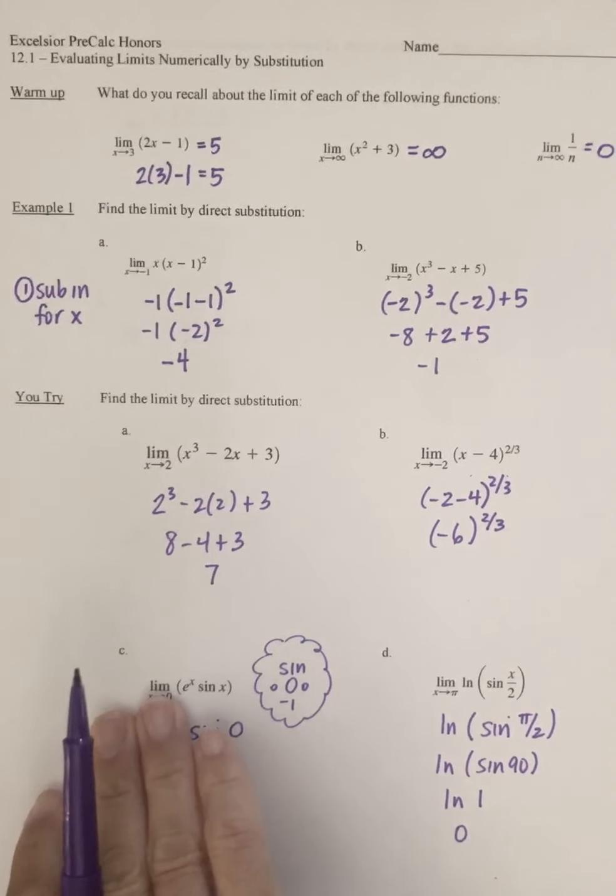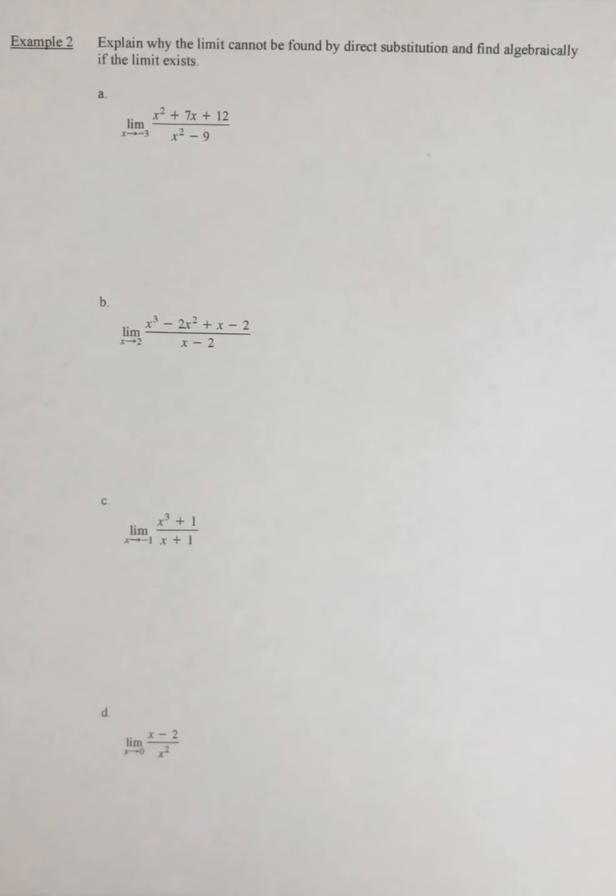All right, so moving on. Of course, it's not gonna be all sunshine and rainbows here. We do have places where direct substitution isn't always going to work for you straight out of the gate. So look at letter A, as x approaches negative 3. We want to explain why that limit cannot be found by direct substitution. I want you to think about this for a sec.